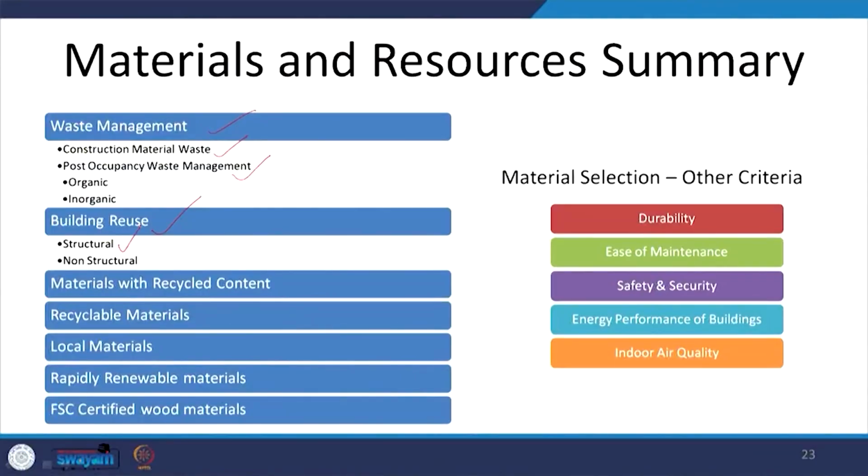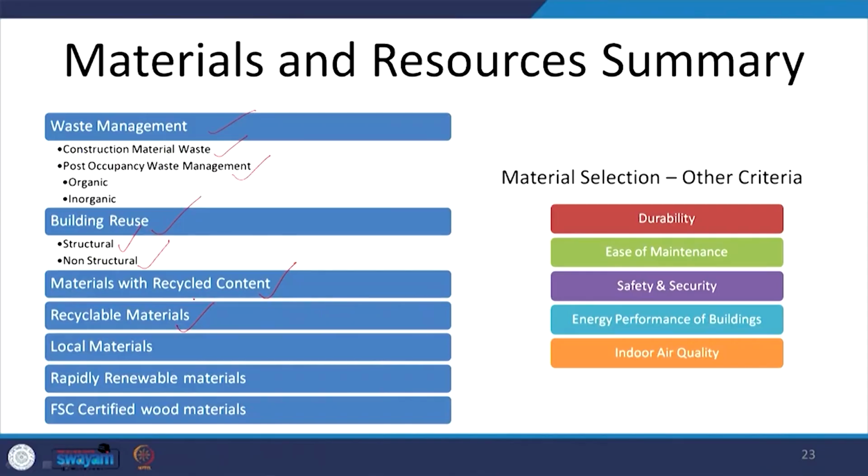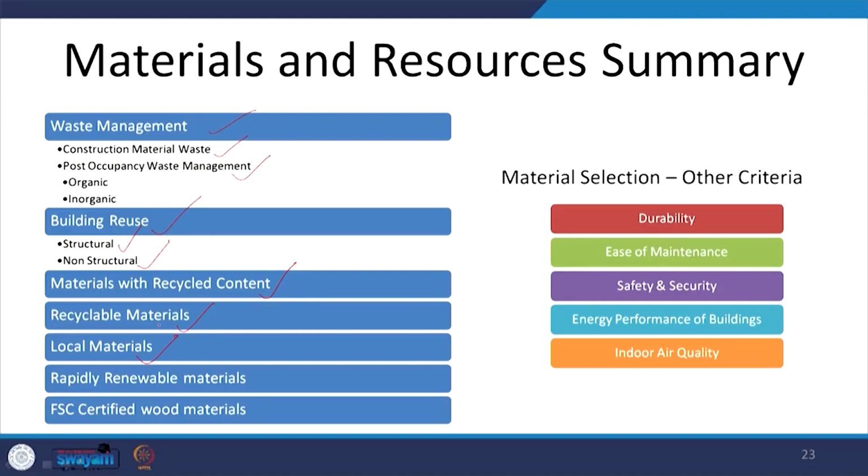Next, we talked about building reuse, so reusing the structural components as well as non-structural components in a building. Then we talked about materials with recycled content. We saw how to calculate the percentage as a value based percentage. We talked about recyclable materials, not just the recycled content, for example, steel and glass. Then we talked about the local materials, how to prove the compliance based upon the distance from which the material has been sourced.